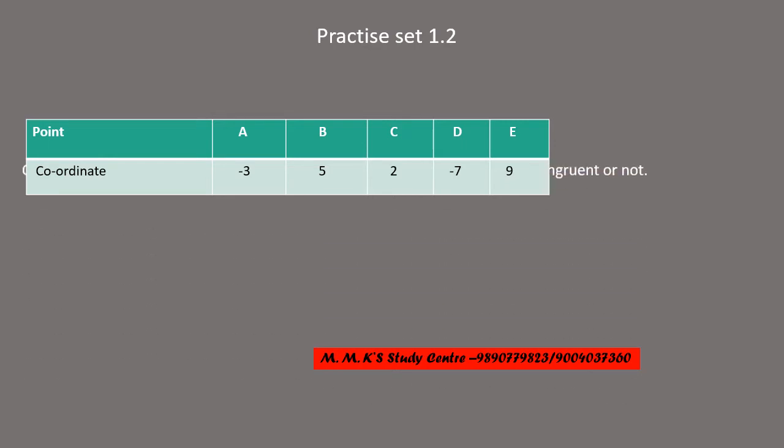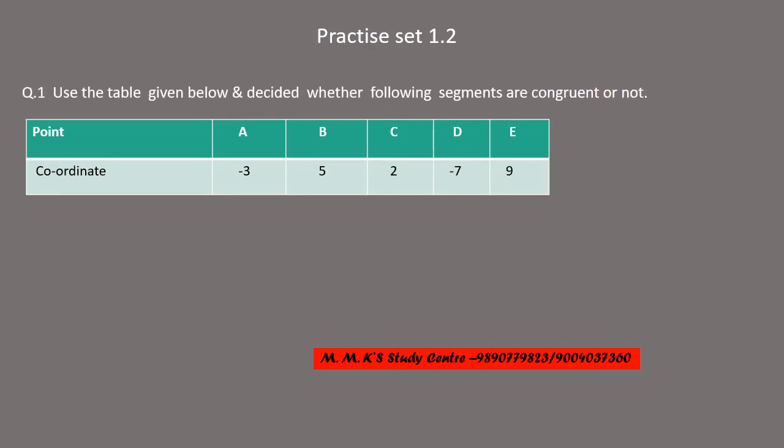Question 1, use the table given below and decide whether the segments are congruent or not. So these are the points given A, B, C, D, E and their coordinates are given below that. Here first we have to prove either seg DE is congruent to seg AB. Second, we have to prove seg BC is congruent to seg AD. Are they congruent or not? If it is not, we will write they are not congruent. If they are congruent, then we will write they are congruent.